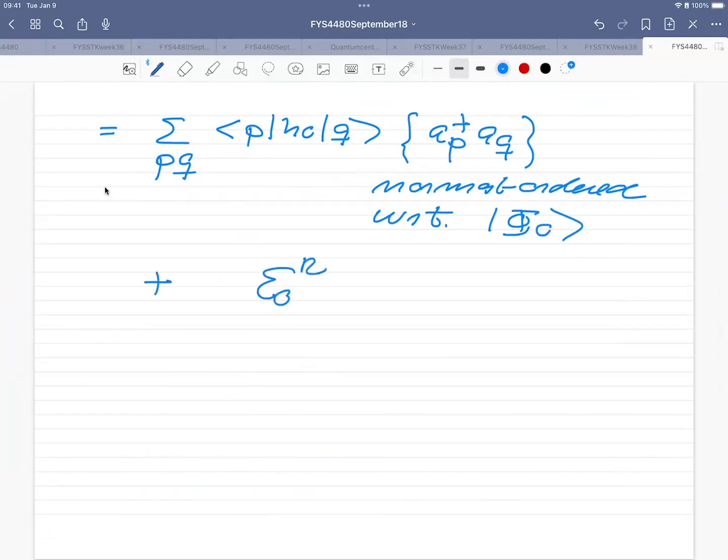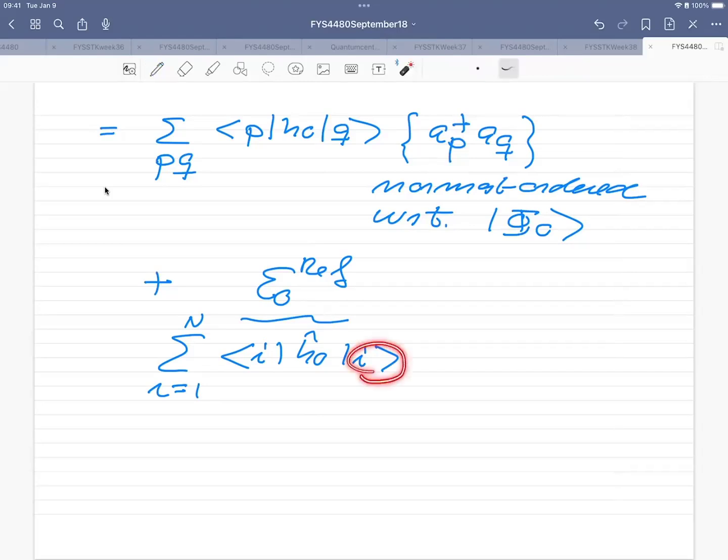But then we are going to have an epsilon ref, which is nothing but the sum of all these integrals from I equal 1 of I. And here we have assumed that these do not need to be eigenstates of H as a basis, so that these I's are eigenstates of H0. And then this would just be that.